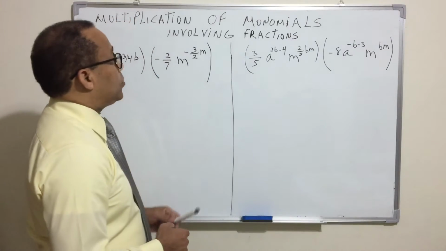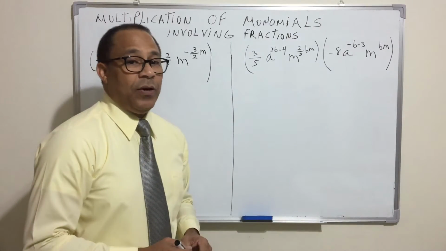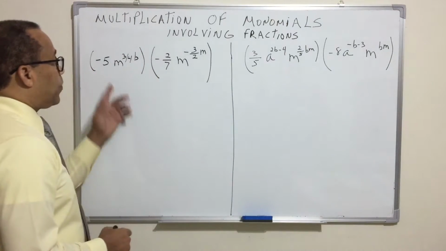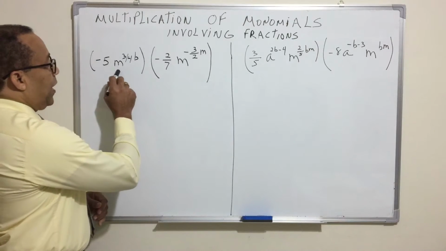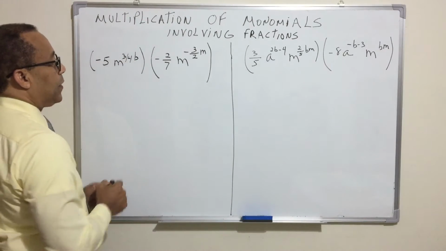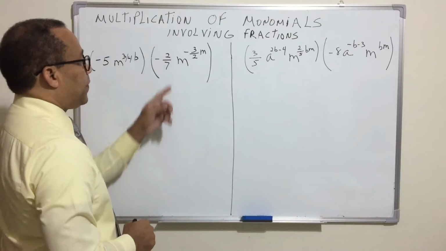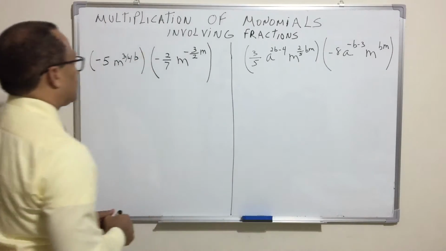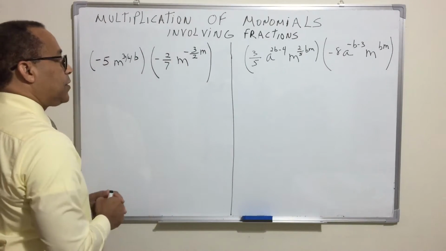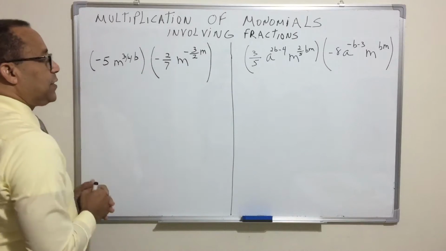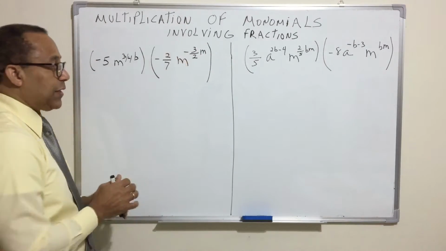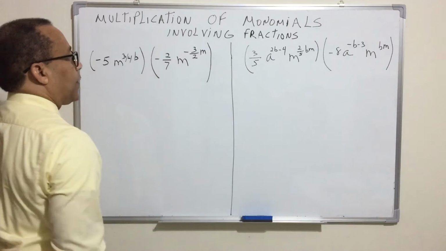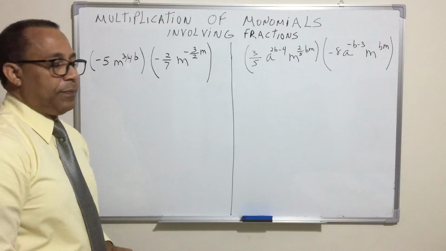Today we are multiplying monomials, but this time we are involving fractions in the operations. We are multiplying the monomial negative 5m to the 3/4 b times negative 2/7 m to the negative 32m. In order to multiply monomials, we multiply the coefficients and we add or subtract the exponents when they have the same variable. Let's do the process step by step.